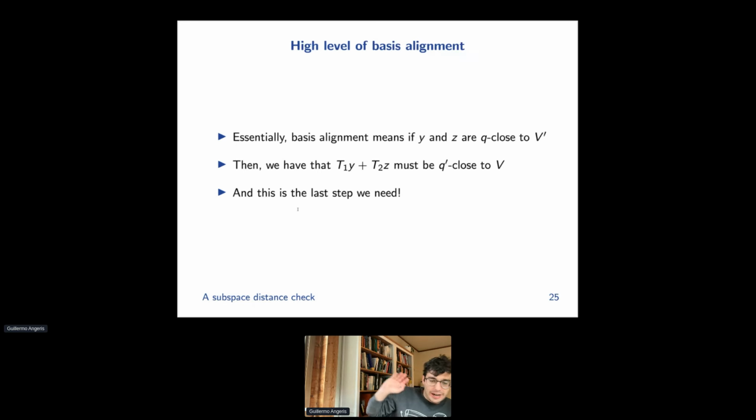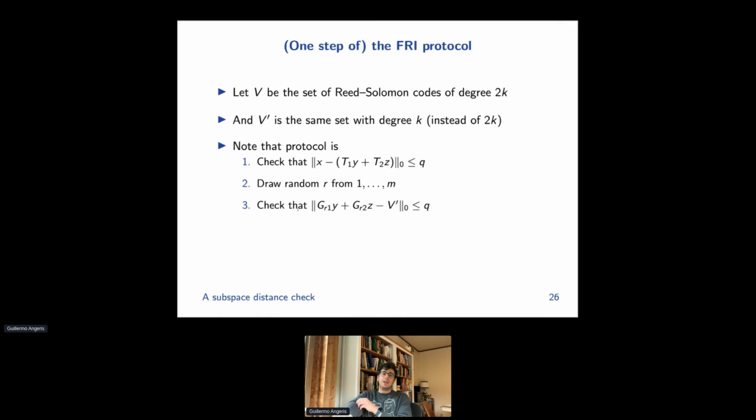Okay, so at a high level, it's okay if this particular definition doesn't make much sense. It'll make sense once you start working with it. But a notion of basis alignment means that if Y and Z are Q close to V prime, then T1Y plus T2Z, like that definition that we gave before, is also Q prime close to V. And this is the last step that we need before we talk about phi.